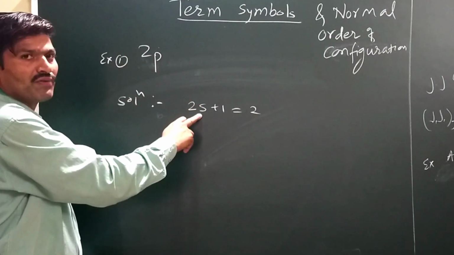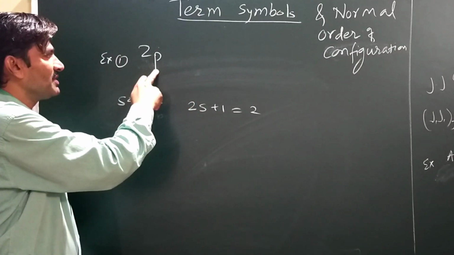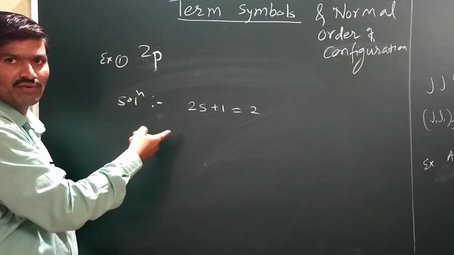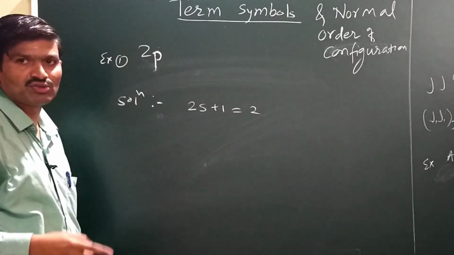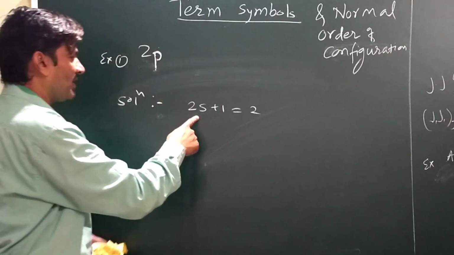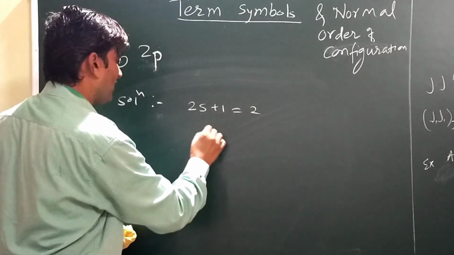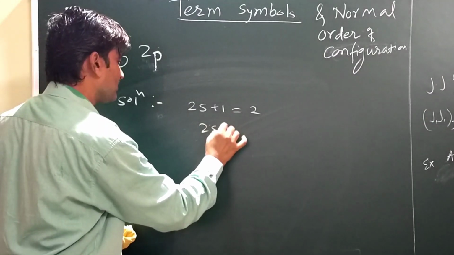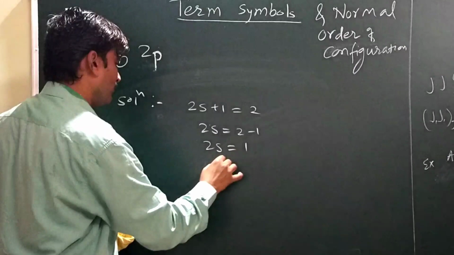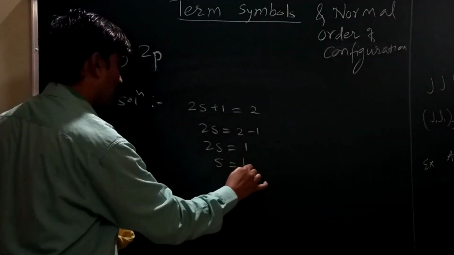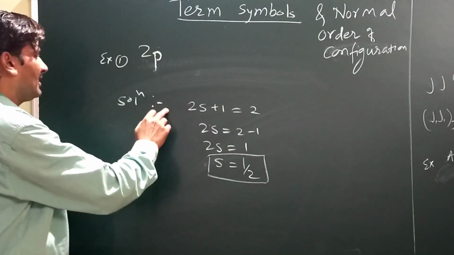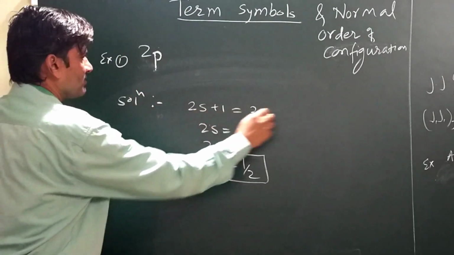From that we get the values of S, and from this P state, the capital P, we get the values of L. If we get the values of S and L, we can write the values of J. So what will be the value of S? 2S equals 2 minus 1, so 2S equals 1 and S equals half. The value of S is half. Now, this is the multiplicity.